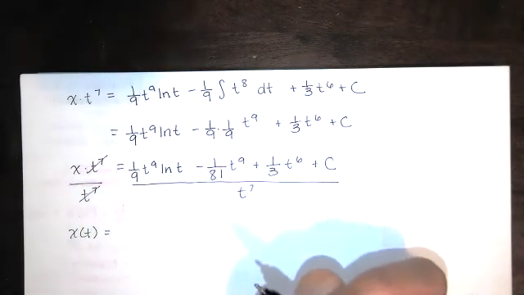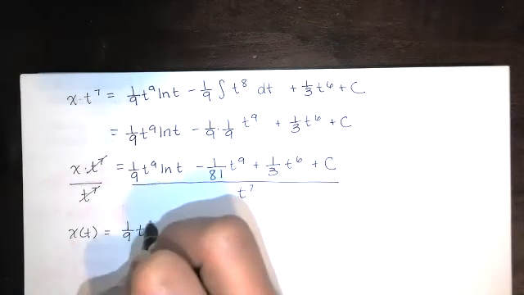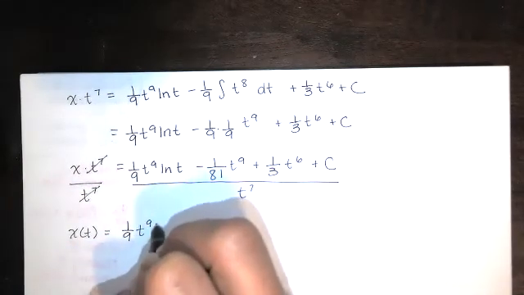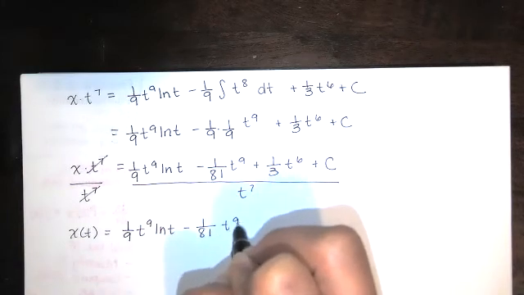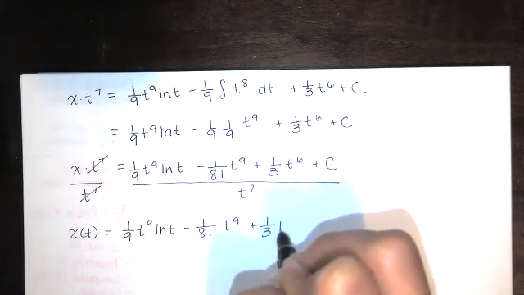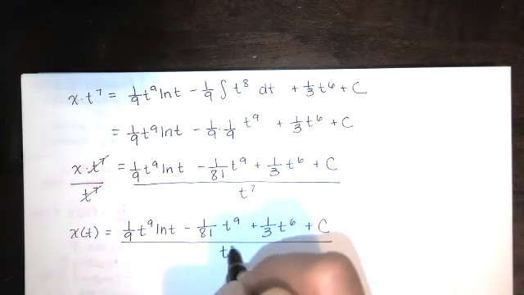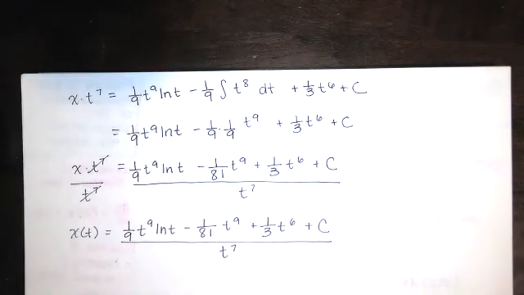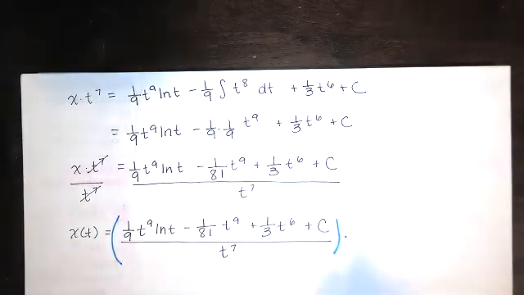So I have x of t equals 1 over 9 t to the 9th natural log of t minus 1 over 81 t to the 9th plus 1 over 3 t to the 6th plus c, all divided by t to the 7th. Now, I don't like fractions within fractions, complex fractions.